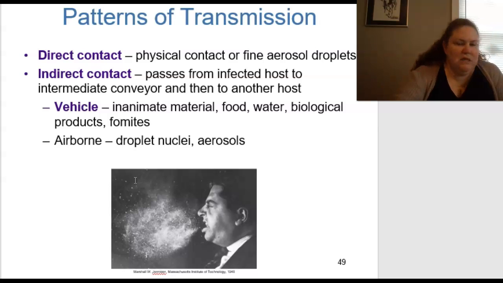So this is figure 13.9, and these creep me out because I like to play stupid sometimes and not realize how far a sneeze or a cough can travel. So, patterns of transmission. We can have direct contact, where we have physical contact or fine aerosolized droplets. We have indirect contact, where it passes from an infected host to an intermediate conveyor and then to another host. The vehicle can be an inanimate material, food, water, biological products, or fomites. And you can also have airborne, such as droplet nuclei and aerosols.